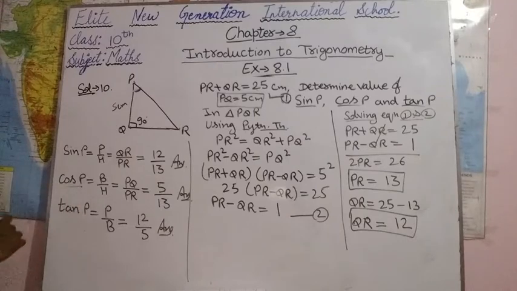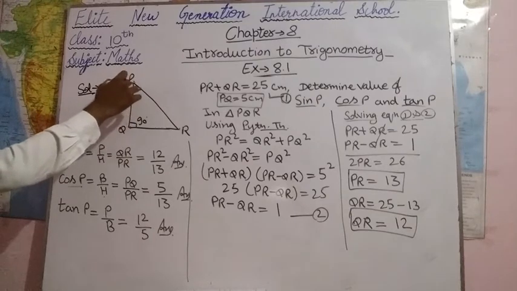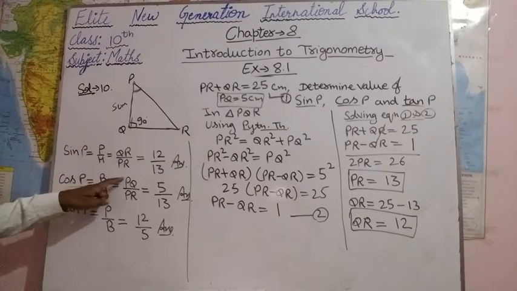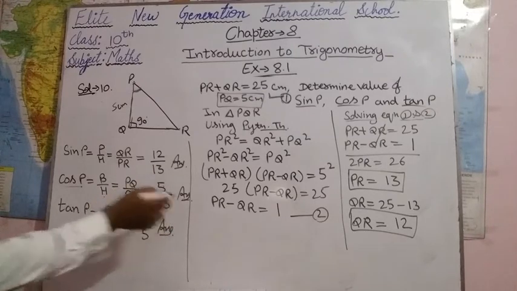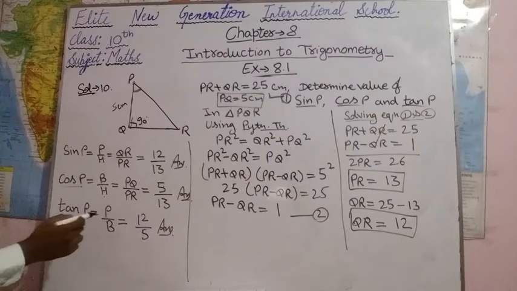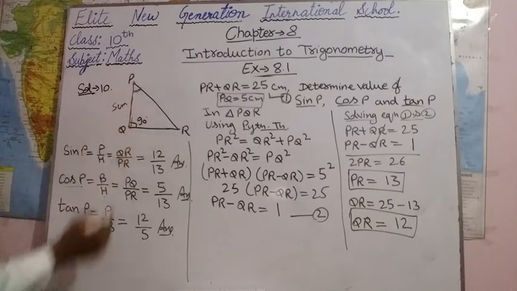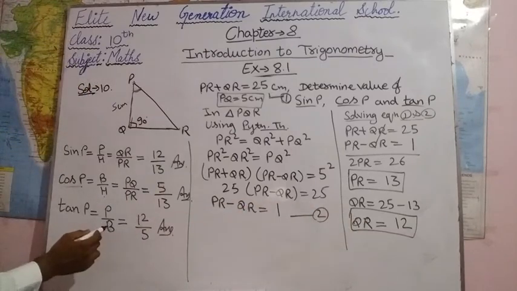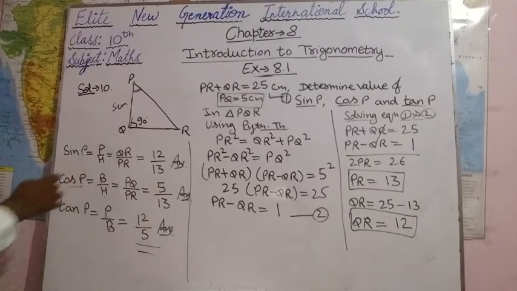Similarly cos P. Here cos P is base upon hypotenuse. If we are taking this angle as P, then this will be the base. So we can say PQ will be base, and the value of PQ is 5 and hypotenuse is PR, so the value of PR will be 13. So 5 upon 13 will be the answer. Similarly tan P is perpendicular upon base, so perpendicular is QR and base is PQ. The value of QR is 12 and base is 5, so 12 upon 5. This will be the answer. So in this way we can find the value of sin P, cos P and tan P.